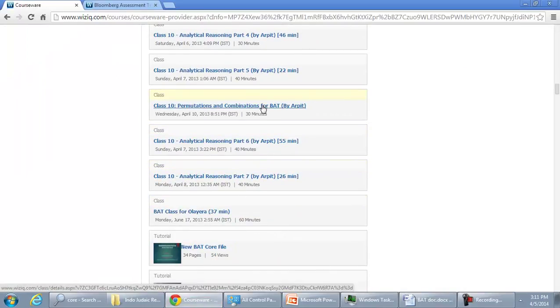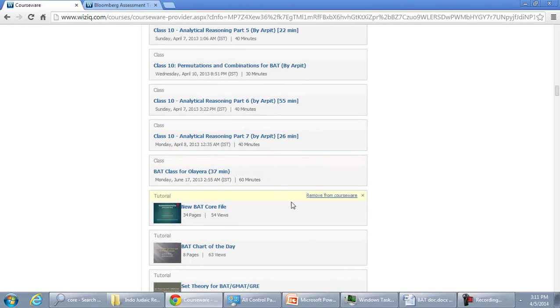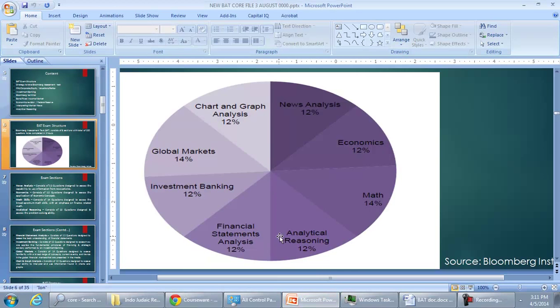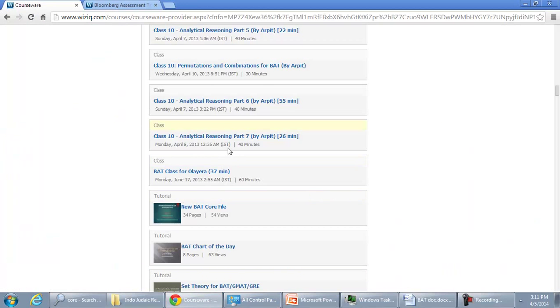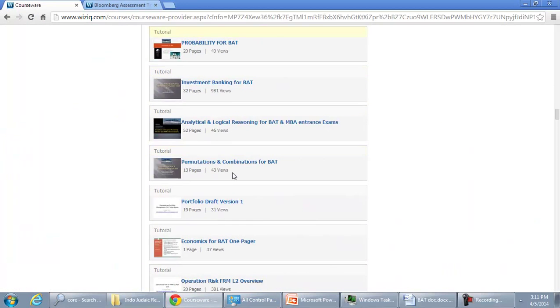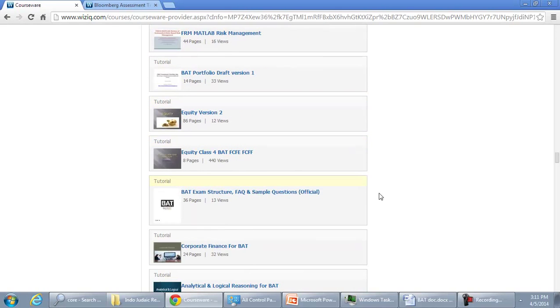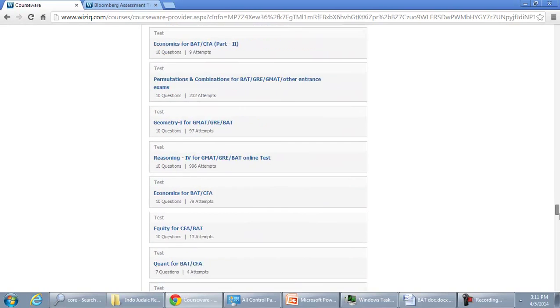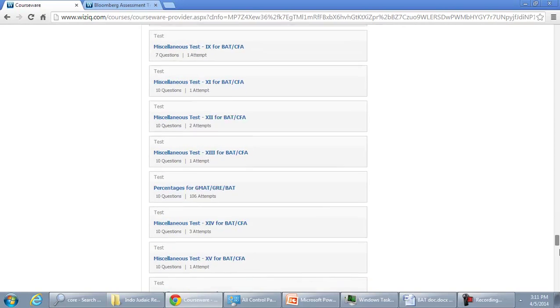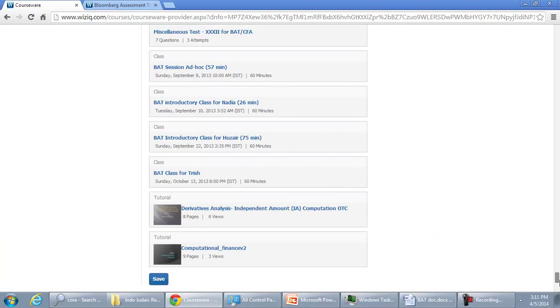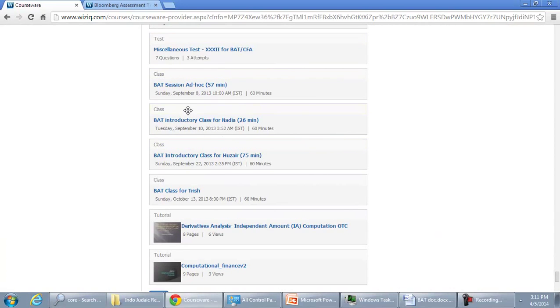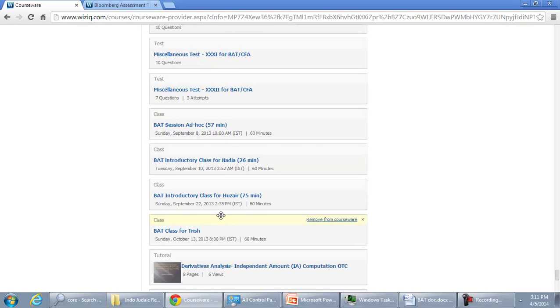Now permutation and combination and analytical reasoning, the classes are fewer here. You can request a live class. This is 12%. So these are the permutation and combination. Then we have the PowerPoint of these lectures. Now there are some videos which are down here, which were added quite late. For example, if a new student joins in, we have got some videos.